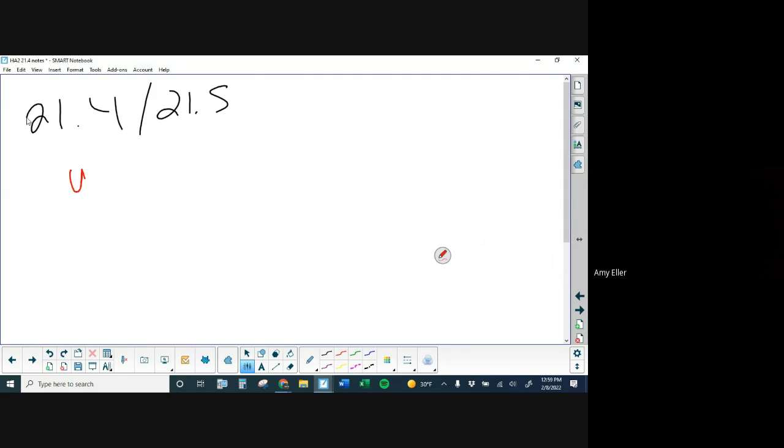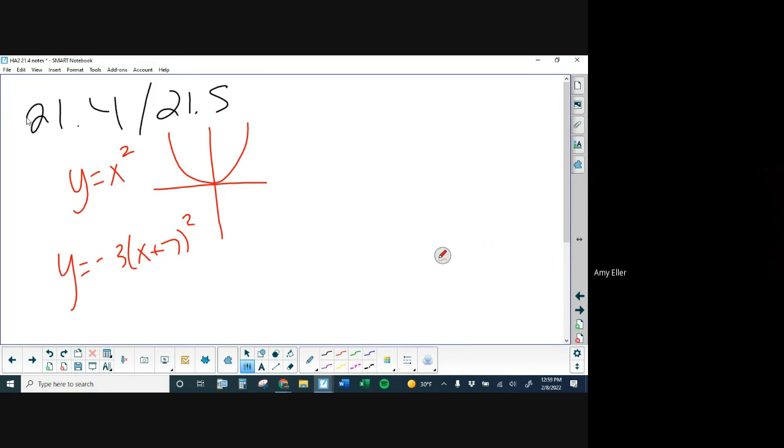For example, you don't need to write this down. We know that parent function, we know how to plot it exactly. And we know that if it says this, we're going to shift it left and right. In this case, left 7. Vertical stretch or shrink and reflect it over the x-axis. Up, down. Remember all that? We did that for a bunch of different parent functions.